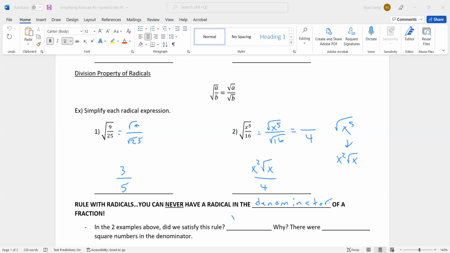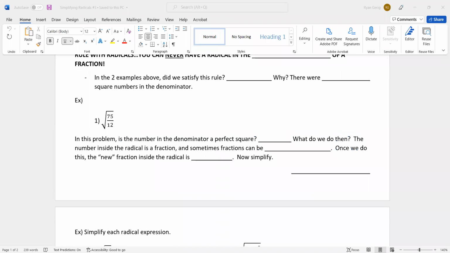In the 2 examples above, did we satisfy that rule? Yeah, we did. Look at the final answer. There's no radical in the denominator. Why did we satisfy the rule? There were perfect squares in the denominator already. Perfect squares being numbers that don't have a leftover radical. 25, the square root of 25 is exactly 5, no leftovers. Square root of 16 is 4, no leftovers. Okay, great.